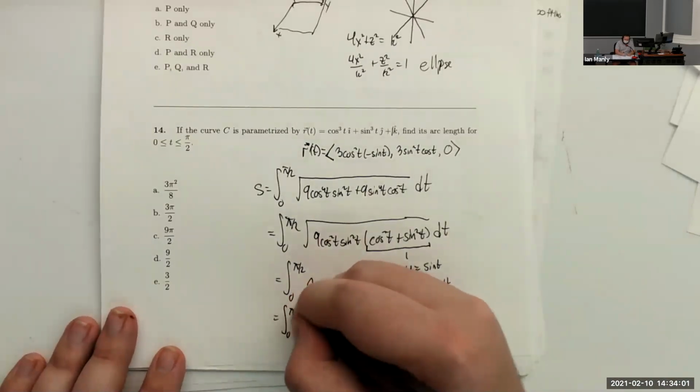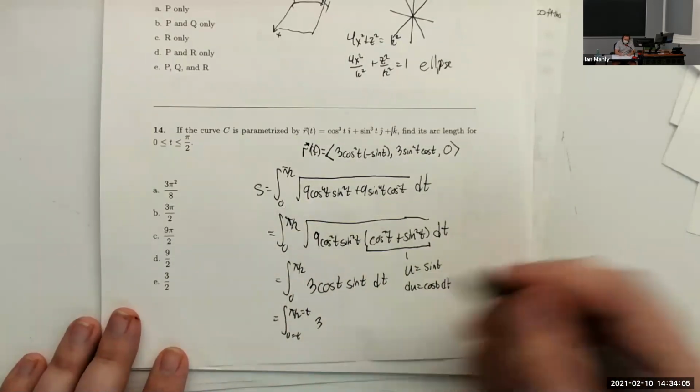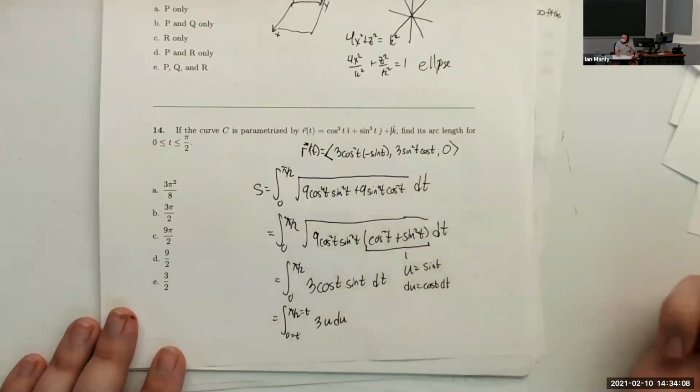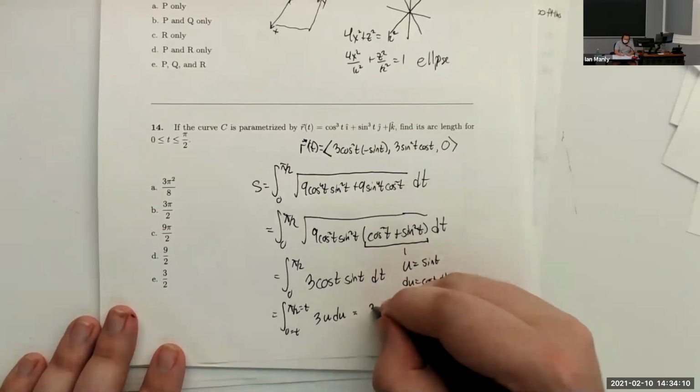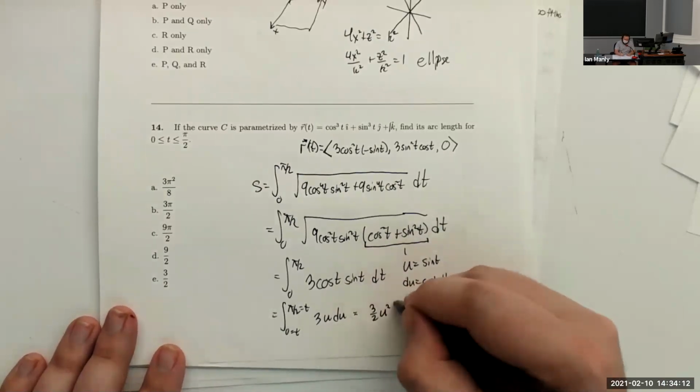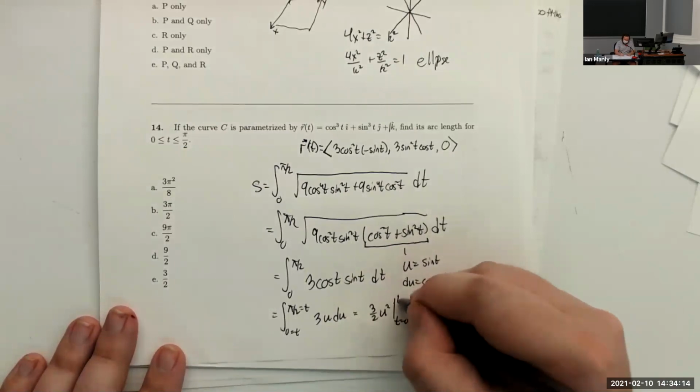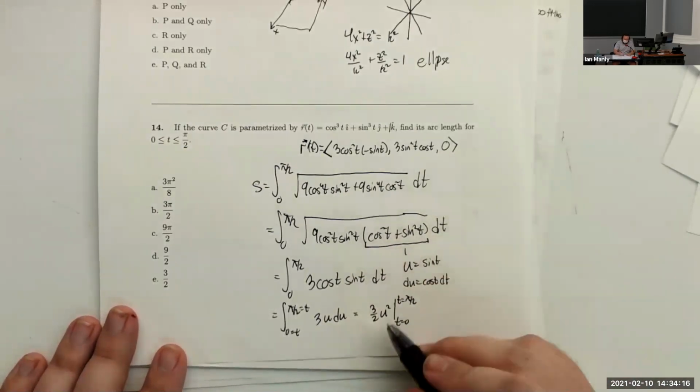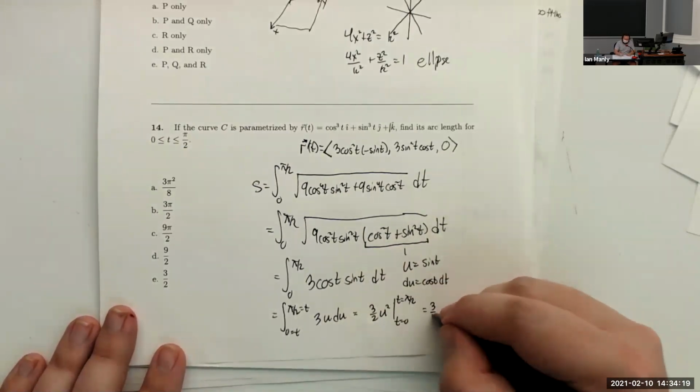All right, so we have 0 to pi over 2 is t, and then we have 3u du. All right, so this will be 3/2 u squared from t is 0 to t is pi over 2, and then we can switch back here.